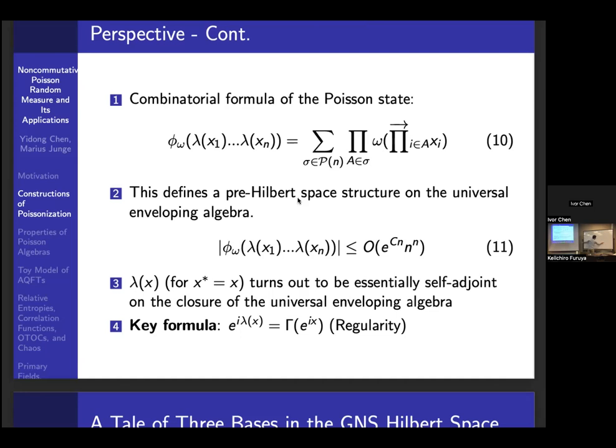So let's just write them out. 2, 1, 3. And then 3, 1, 2. Then how do I write down the formula for n equals 3? Phi omega, lambda x1, lambda x2, lambda x3 is a sum of omega x1, x2, x3 plus omega x1, omega x2, x3 plus omega x2, omega x1, x3 plus omega x3, omega x1, x2. That's it. Now, what about partitioning every single one?